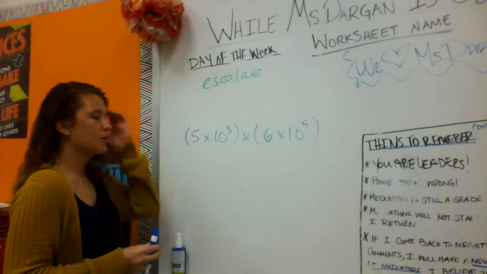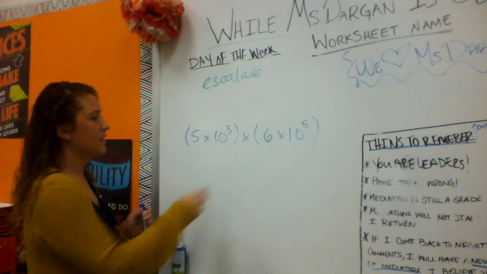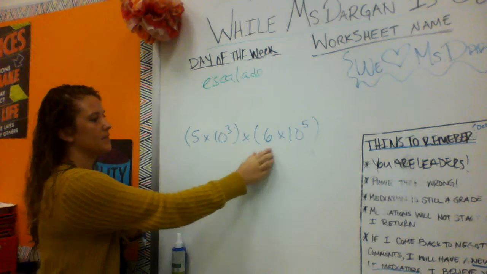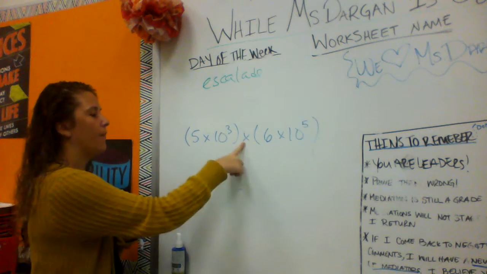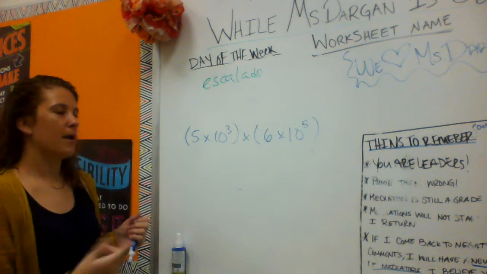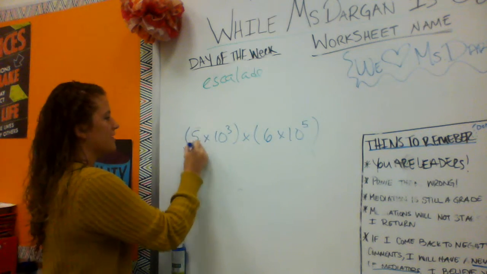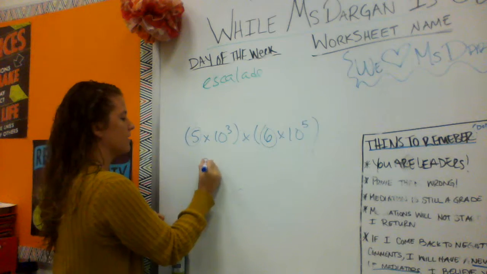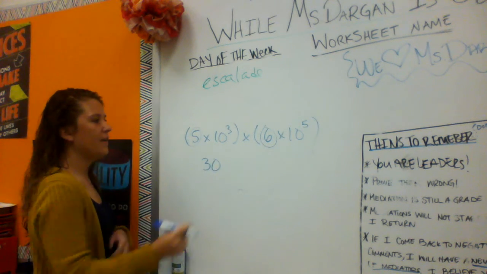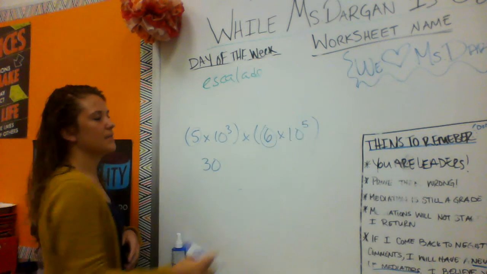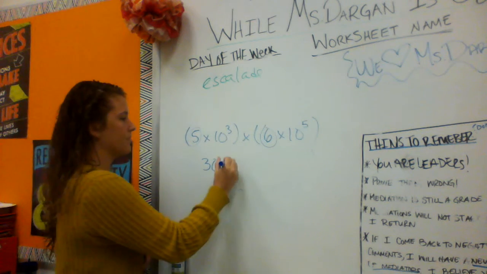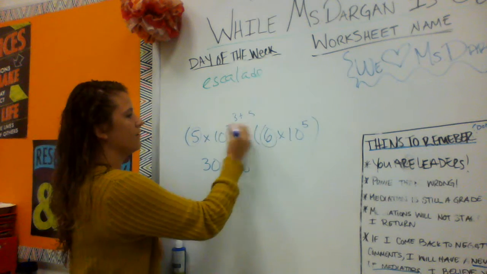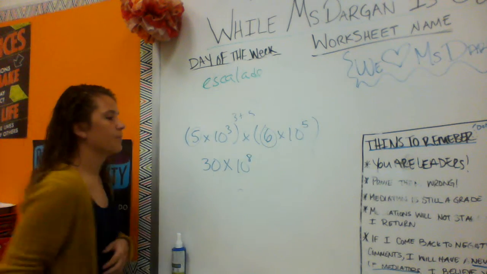First thing I always want to look for is what operation are we doing. So this one, I am multiplying. I have 5 times 10 to the third times 6 times 10 to the fifth. I am multiplying, so I have to think, what do I do when I multiply? Well, I know tricks for this. I can take my 5 and my 6 and do 5 times 6, which is 30. And then I know when I'm multiplying exponents that I can add my exponent. So this is times 10 to the 3 plus 5, which is 8.